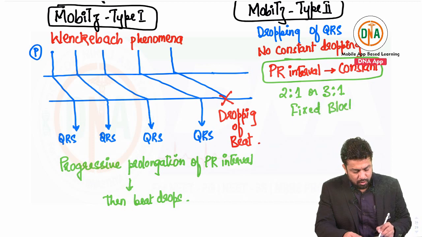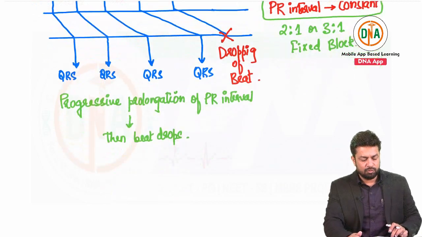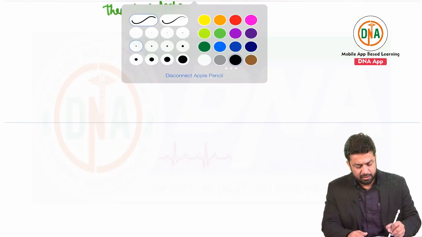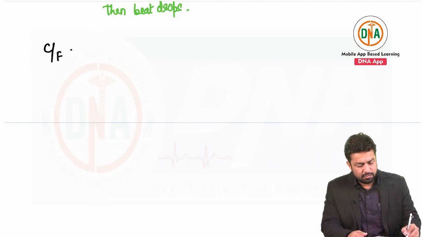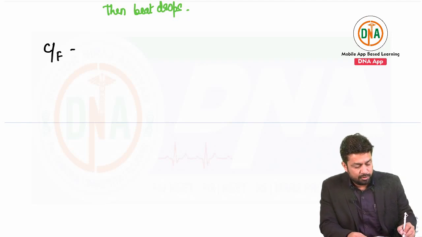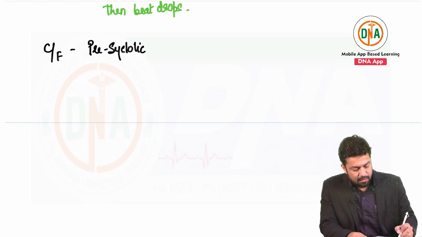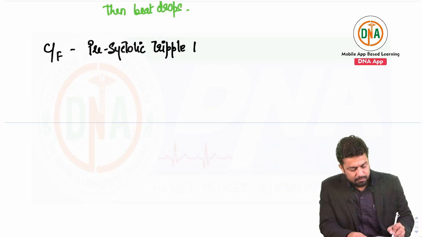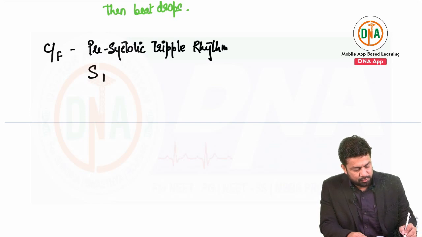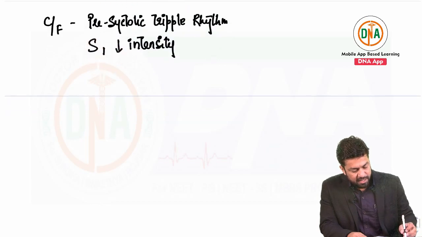And finally, how the patient presents. The patient will present with different symptoms in the form of a pre-systolic triple rhythm, or the patient will have an S1 with decreased intensity. Obviously there is a heart block, so the A wave will be prominent in the JVP.